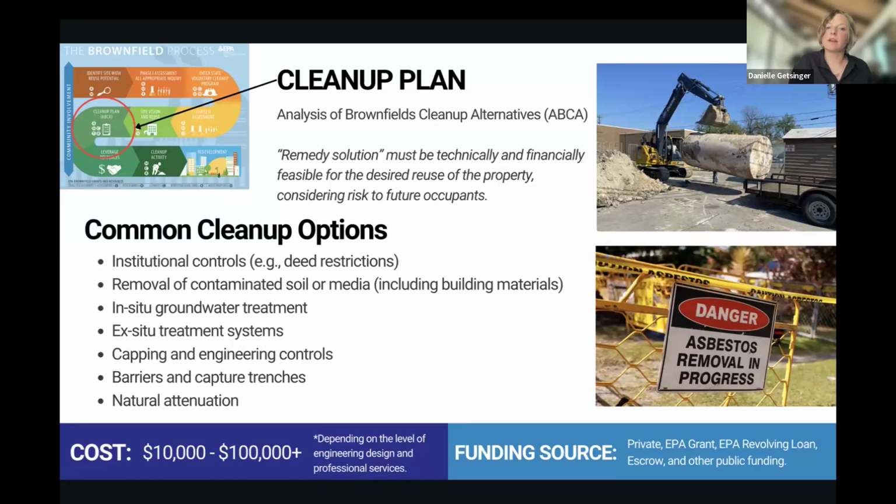You're going to look at various different alternatives. The EPA calls that an analysis of brownfields cleanup alternatives. And you're going to consider things like institutional controls, simply, don't drink the groundwater, let's restrict the use, to removing the soil, to doing something more exciting.